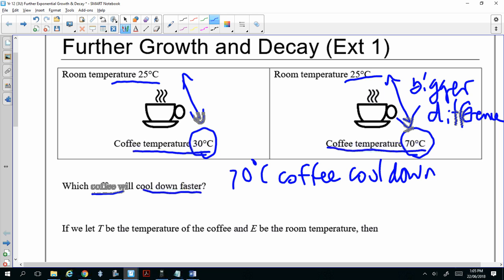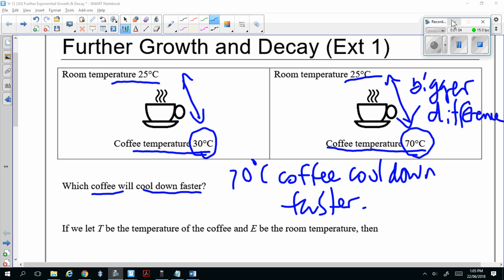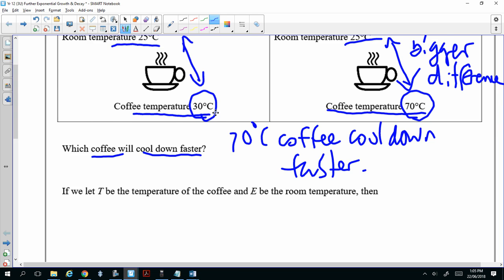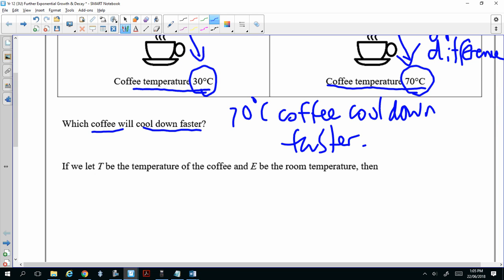Okay, so we need to describe this using a derivative because it's a rate of change. So what we could do is let the temperature of the coffee be T and E be the room temperature, which is a constant that doesn't change, whereas this one is a variable that changes over time.